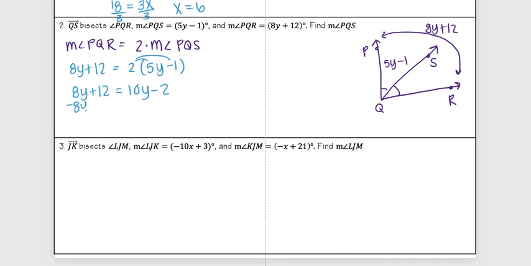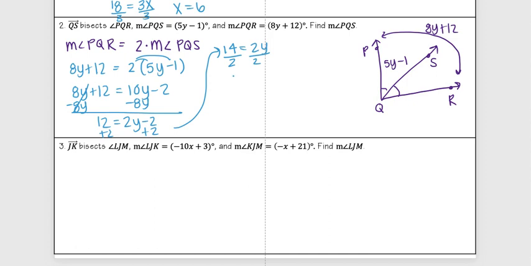Get all of my y's on one side. So I get 12 is equal to 2y minus 2. Add 2 to both sides. And then divide by 2. So I get 7 is equal to y.